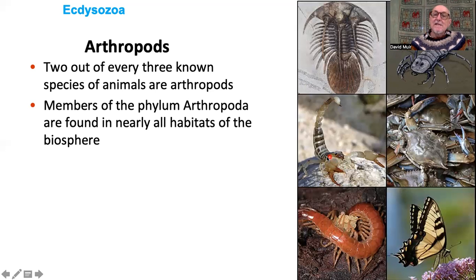You can still see segmentation even in the more advanced arthropods. These are arachnids. This is a scorpion here. And you can also see it in the crustacean, which are then in themselves an extremely large, very, very diverse group.